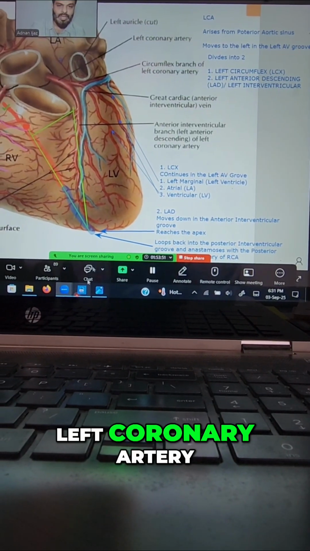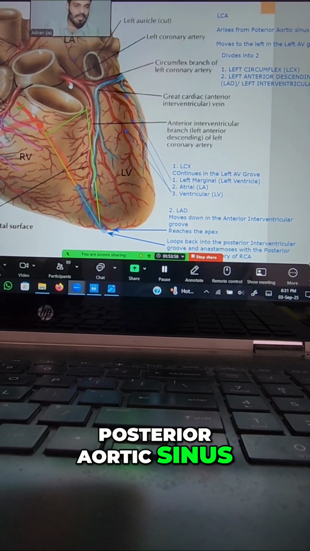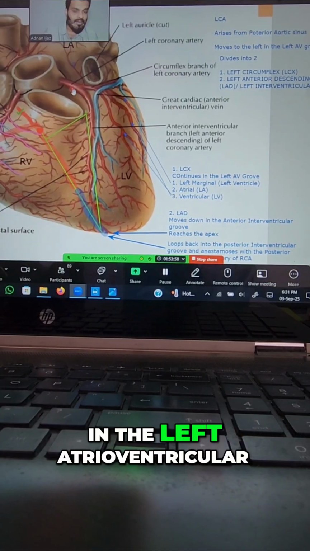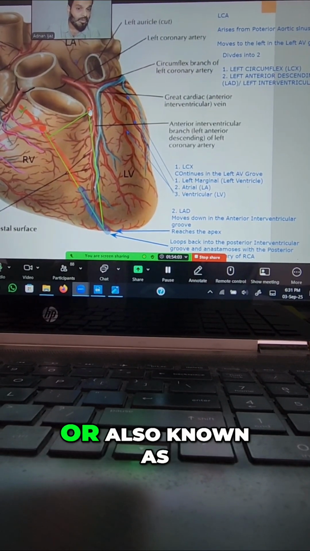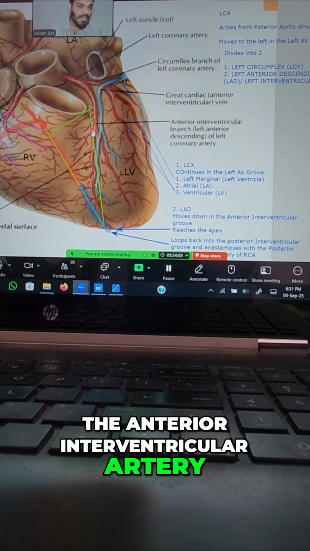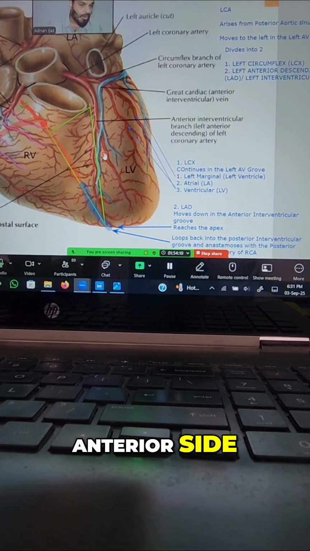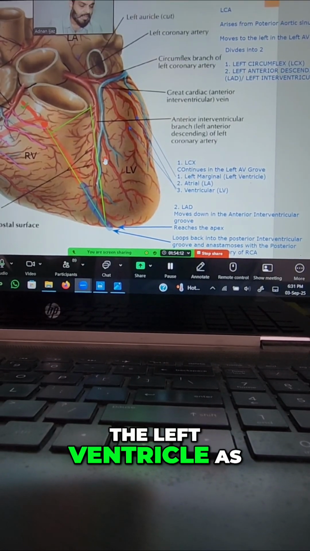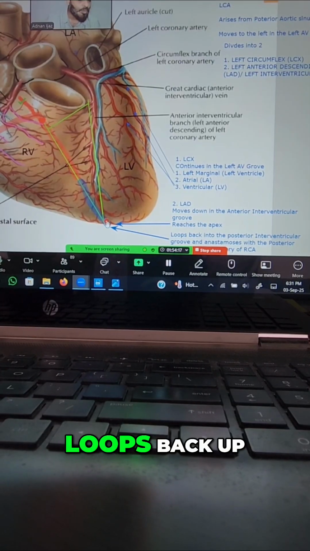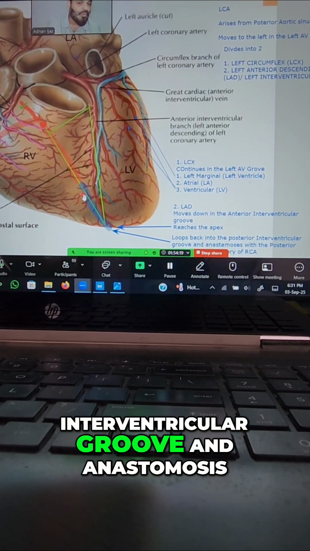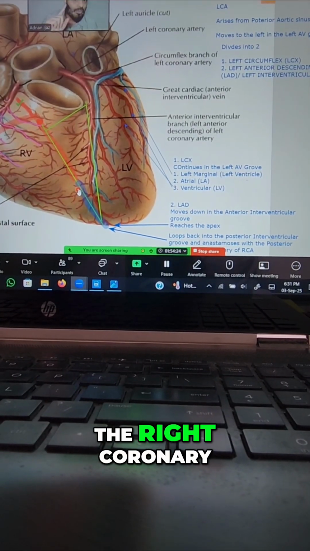So the left coronary artery is the larger of the two, arising from the posterior aortic sinus. It runs to the left side in the left atrioventricular groove and divides into two. The larger branch, the left anterior descending, also known as the anterior interventricular artery, comes down and supplies the major part of the interventricular septum from the anterior side. It also gives a bit of supply to the left ventricle as well as the right ventricle, reaches the inferior border of the heart, loops back up into the posterior interventricular groove, and anastomoses with the posterior interventricular artery of the right coronary.